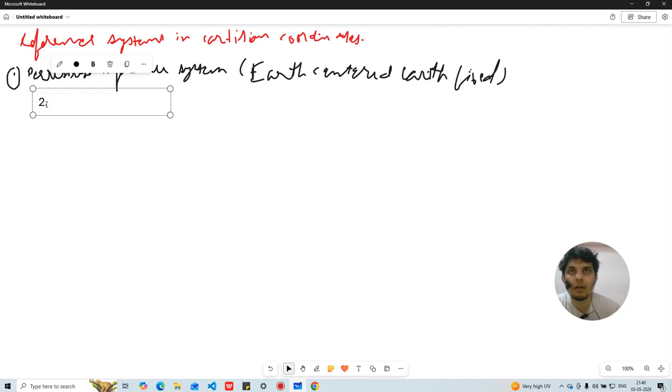And second we have the inertial reference system, sorry for that. And it's earth-centered inertial.